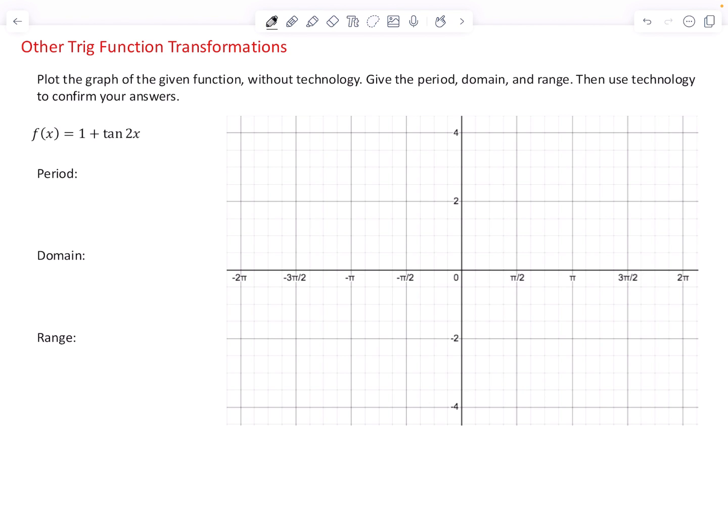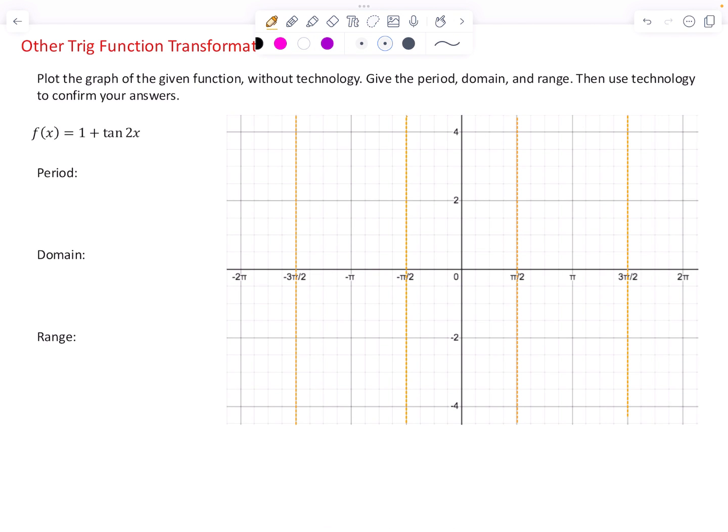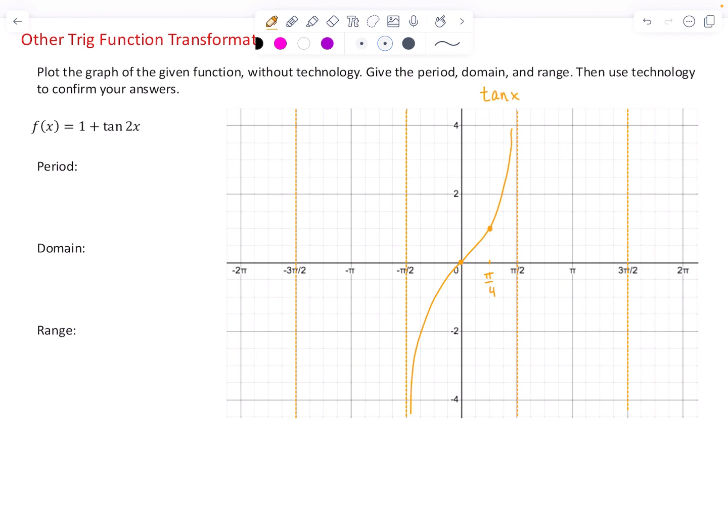For this function f of x, it's clear that tangent is the parent function. Tangent of x has an asymptote at negative pi halves and pi halves, and then another asymptote pi units in either direction. Tangent of 0 is 0, tangent of pi fourths is 1, and we get this portion of the graph between negative pi halves and pi halves. This will repeat, but I will focus on one period worth as we talk through the transformations.